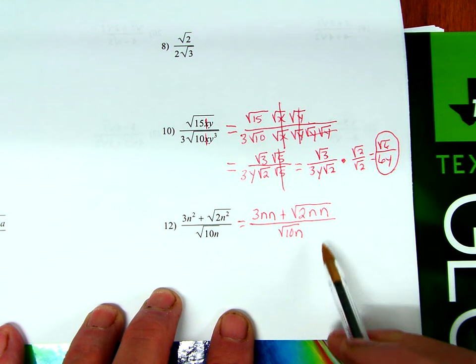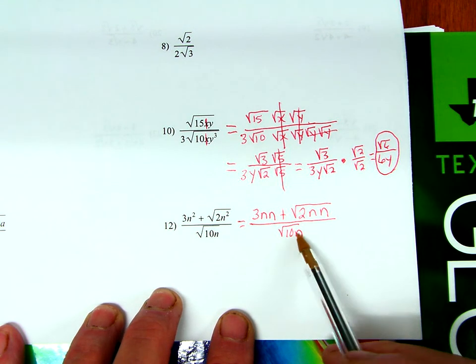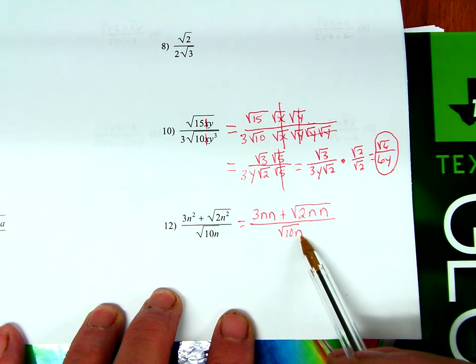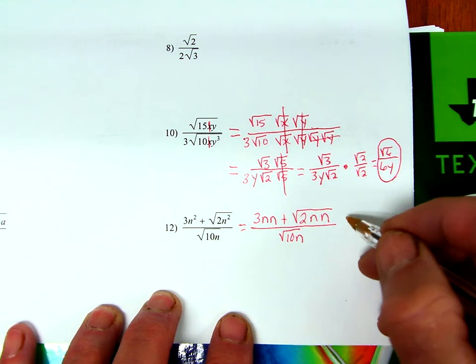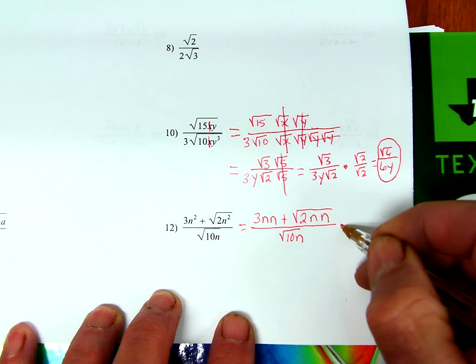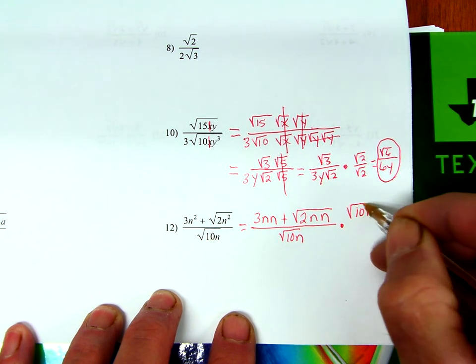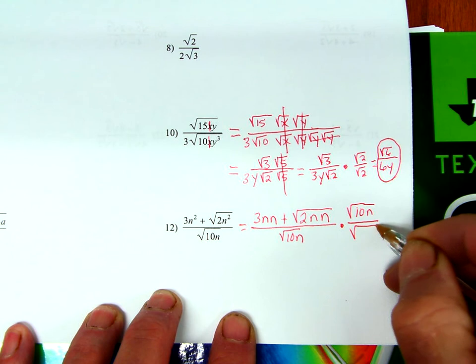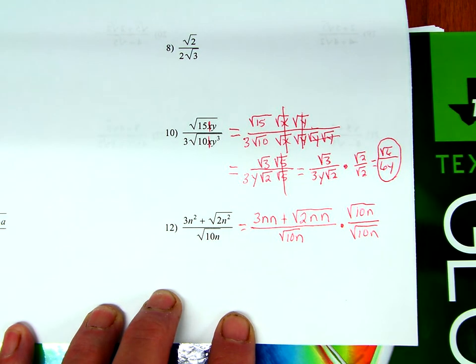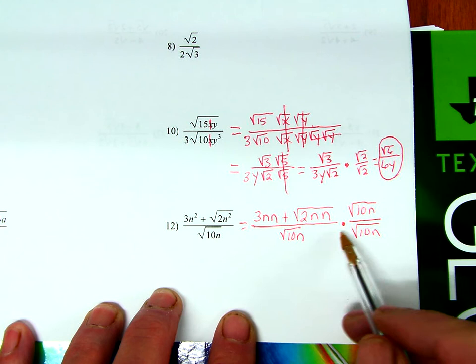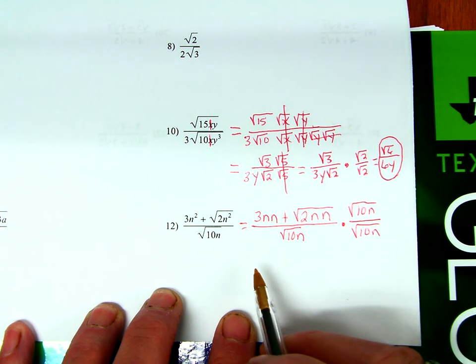Well, here's what I'm going to do. I'm going to start out by multiplying the top and bottom by 1. Square root 10n over square root 10n. Square root 10n times square root 10n is just 10n.